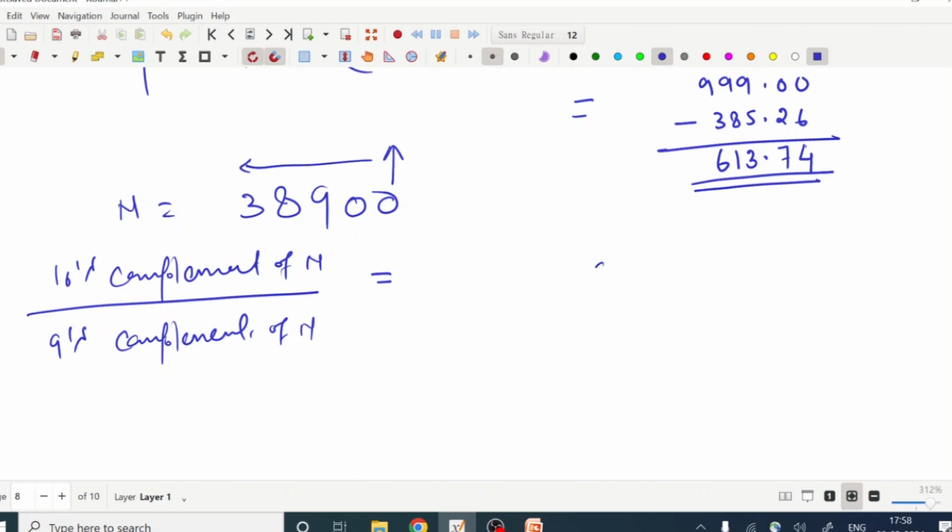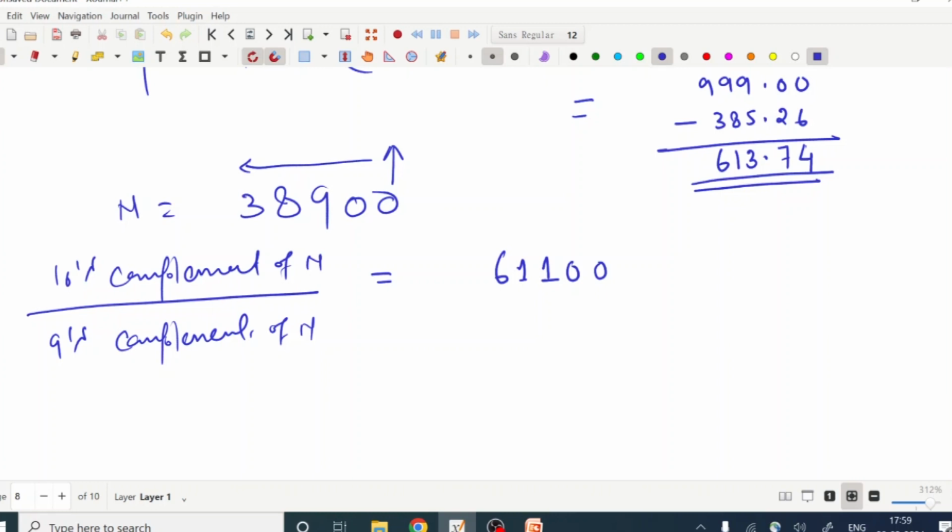So simply, this is 0 as it is, 0 as it is, the first non-zero digit 9 comes, this is subtracted from 10, so 10 minus 9 is 1, and the rest of the digits are subtracted from 9: 9 minus 8 is 1, 9 minus 3 is 6. So what is the tens complement of this number n? That is 6110.